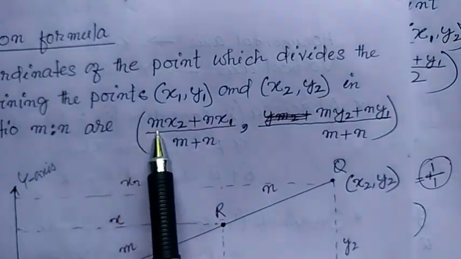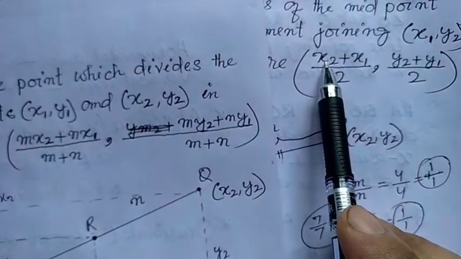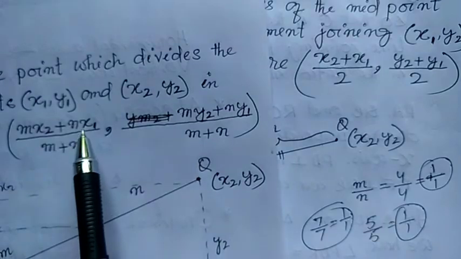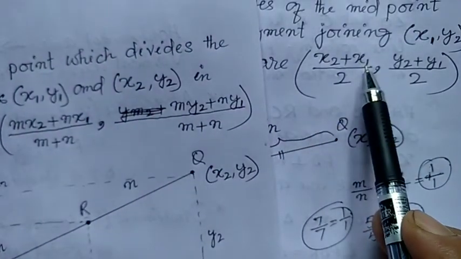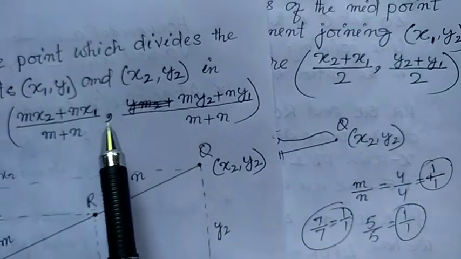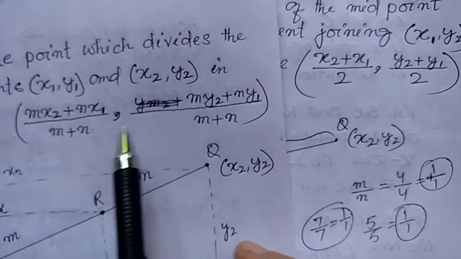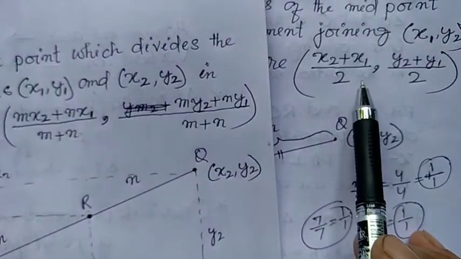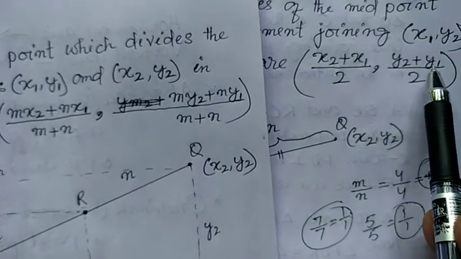In the section formula, you can see mx2. The value of m will be 1 here, so 1 into x2 gives only x2. Then second, nx1. The value of n will also be 1, and 1 into x1 is also only x1, divided by m plus n. Since m and n are 1 each, 1 plus 1 is 2.